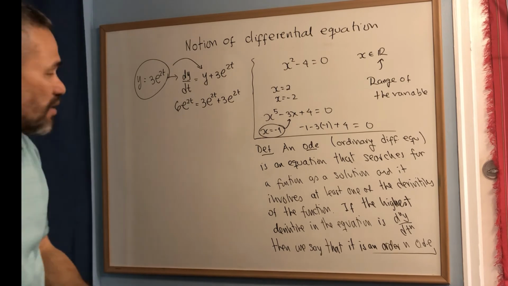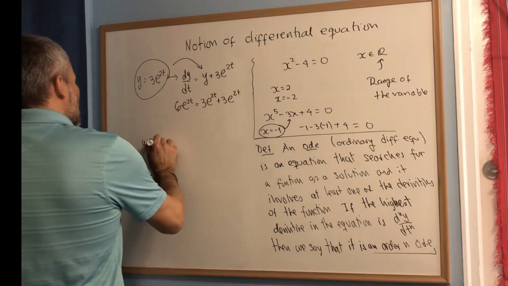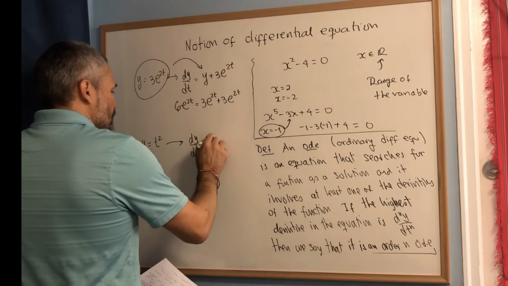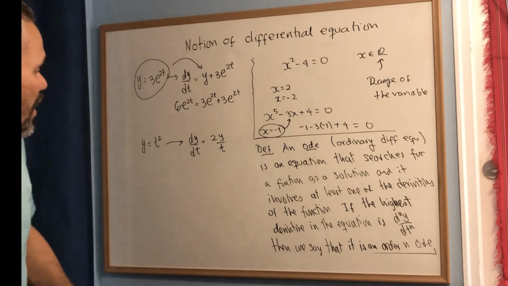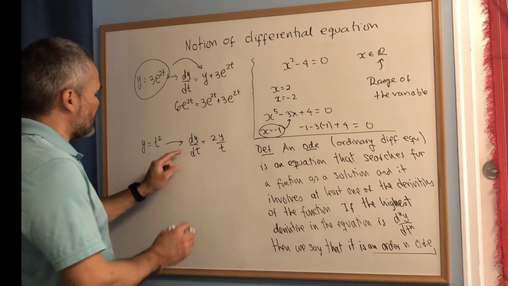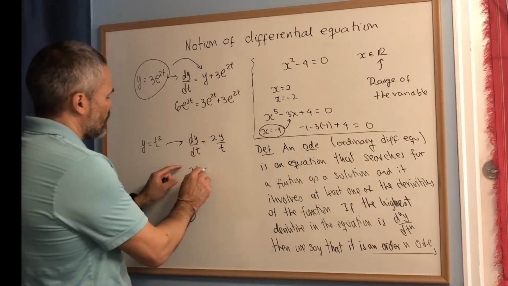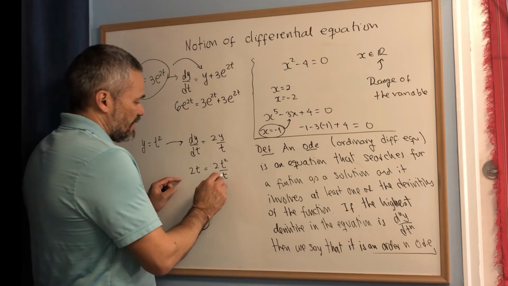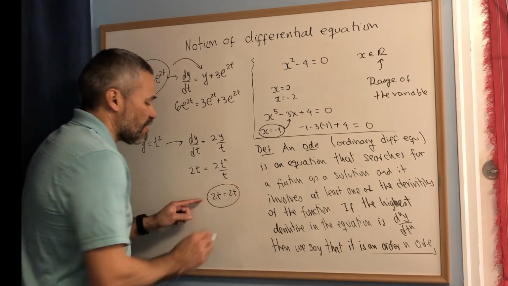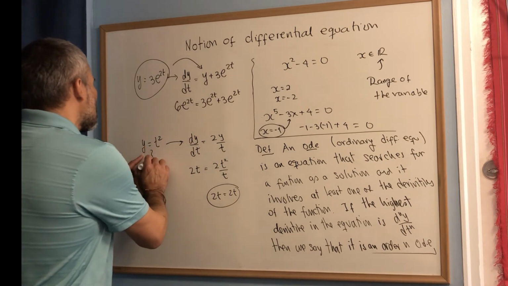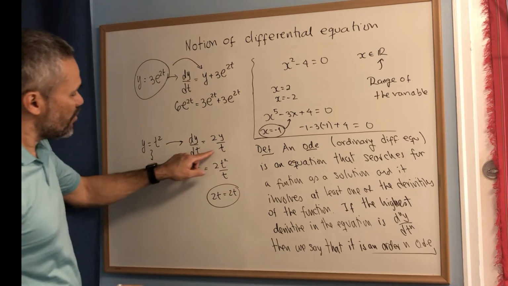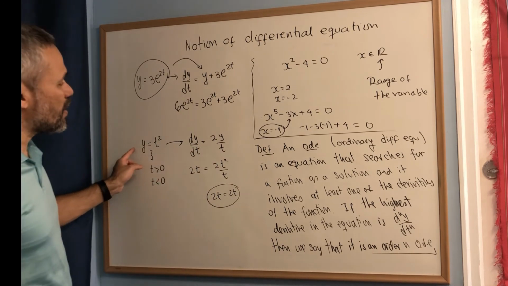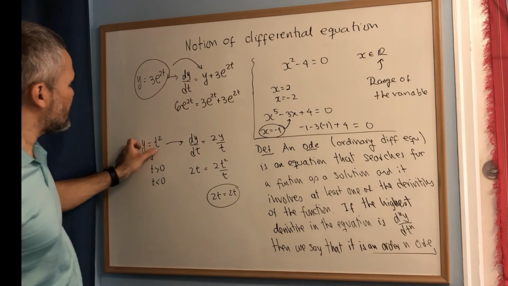Let's see another. Let's see if y equal t squared is a solution of the differential equation dy/dt equals 2y over t. If we take the derivative, we have 2t, and here we have 2 times y, which is t squared, divided by t, and we notice that they are the same. An observation about this example is that this is a solution, but we have to take either t bigger than 0, because t is not allowed to be 0 in this differential equation, or we can take t smaller than 0. We usually consider solutions of differential equations defined only on one interval.